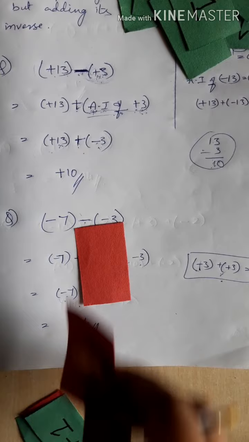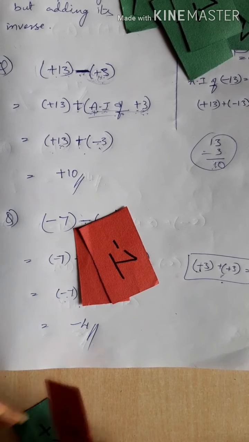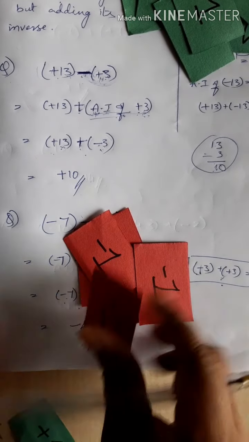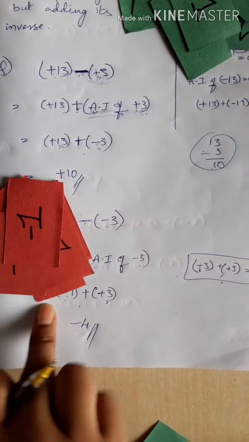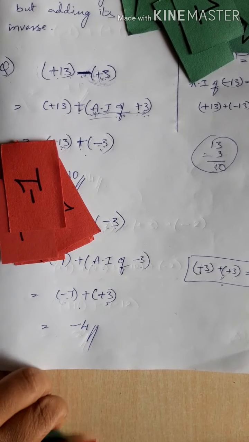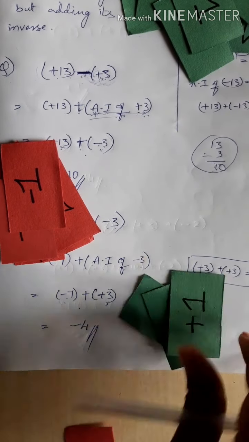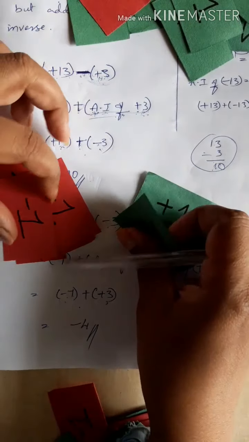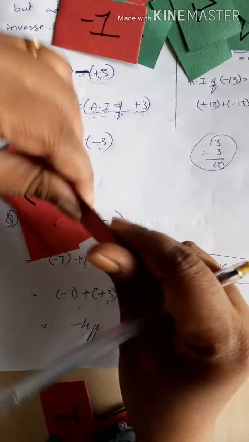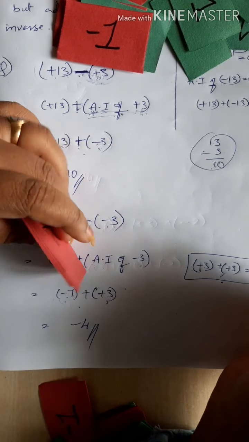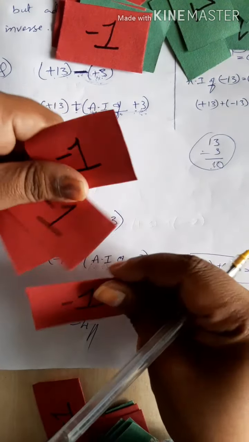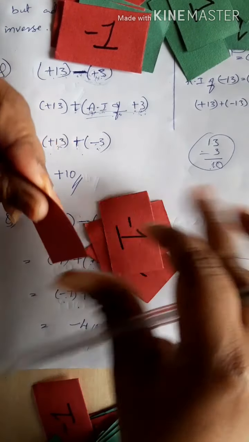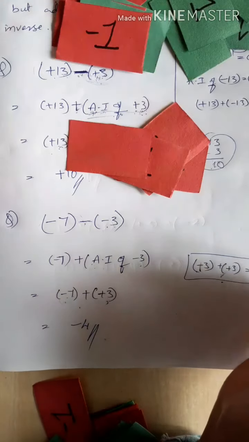1, 2, 3, 4, 5, 6, 7. 7 red cards. 1, 2, 3. 3 green cards. 0, 0, 0. How many are left? All red cards are left. So how many are there? 1, 2, 3, 4. 4 red cards is nothing but minus 4.